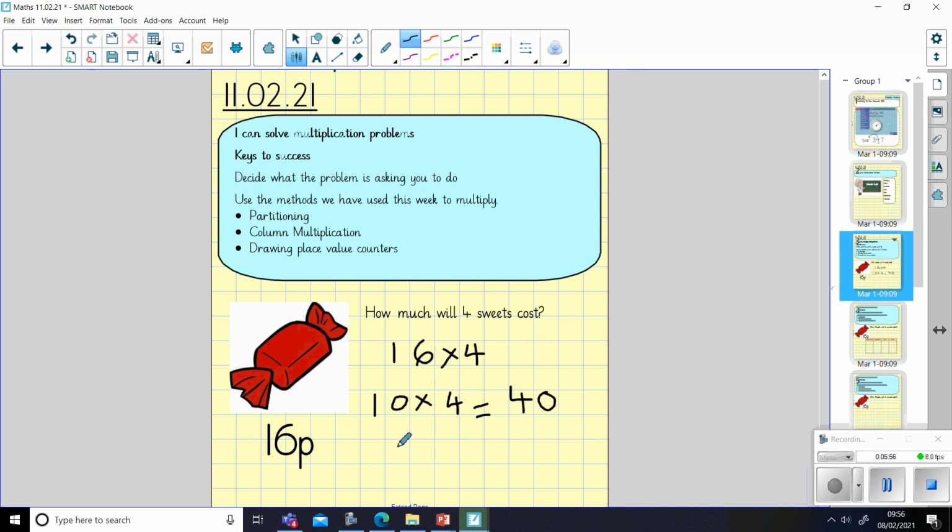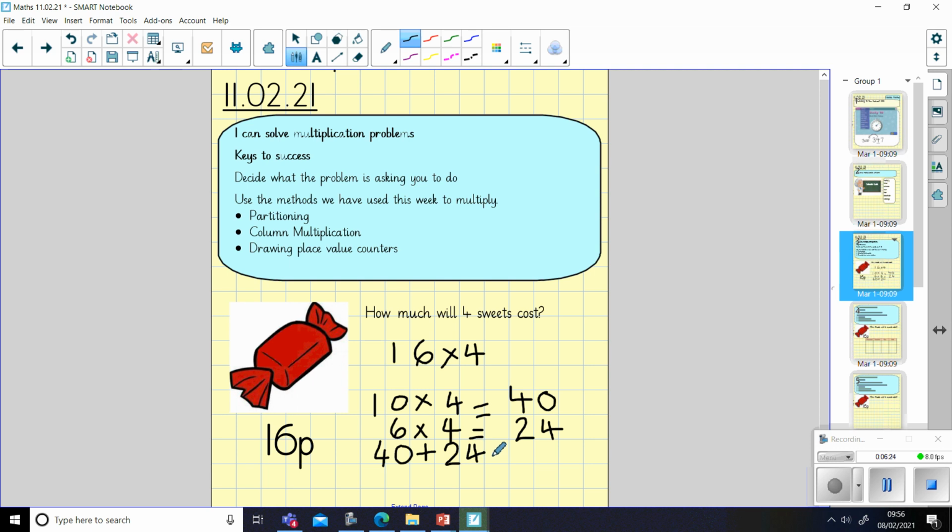Then I can do 6 multiplied by 4. So I've partitioned my 16 into 10s and 1s. 6 times 4. Remember, you've got your times table grids to help you with this. And then I'm going to do 40 add 24 to get my total.